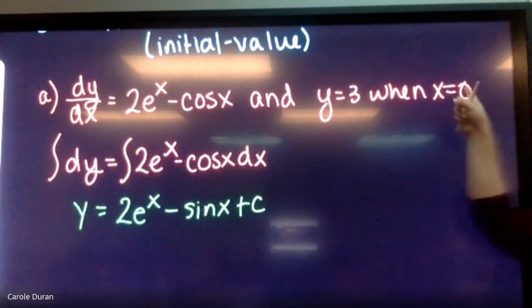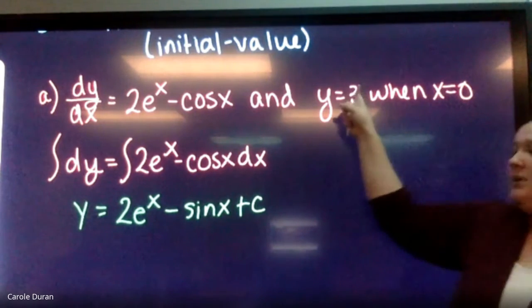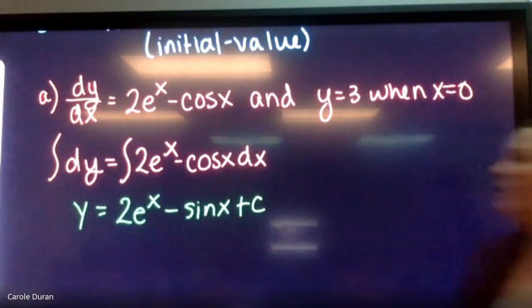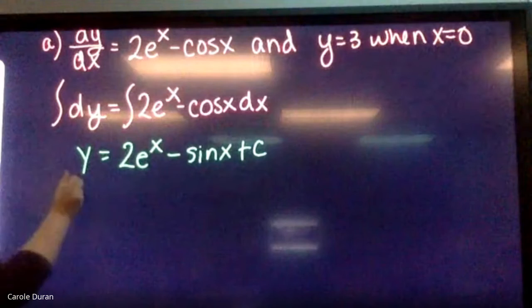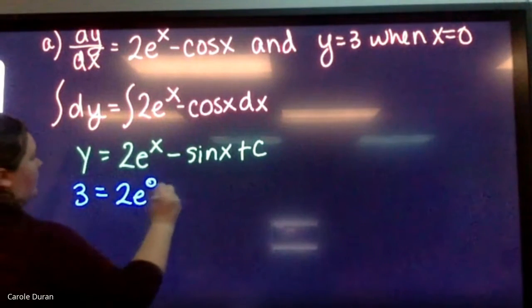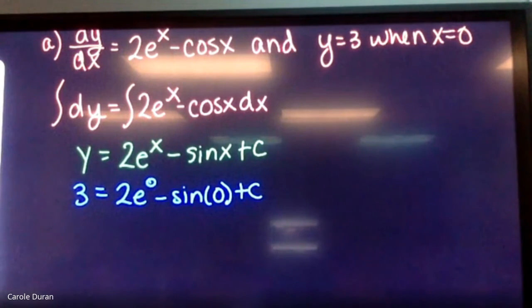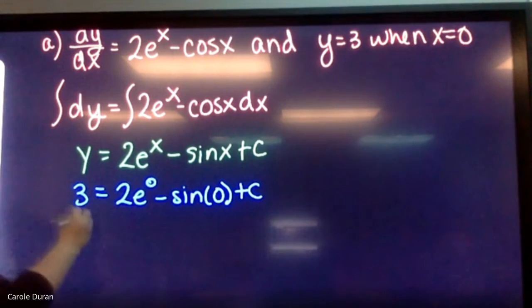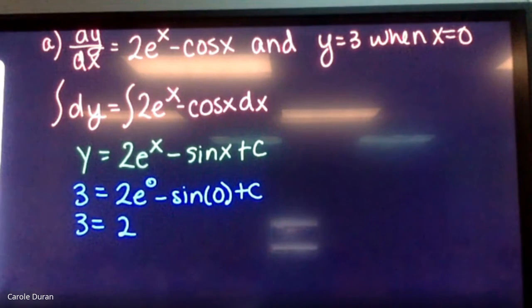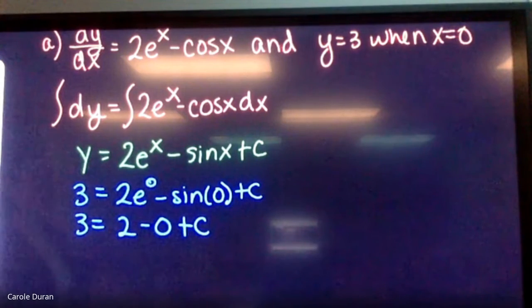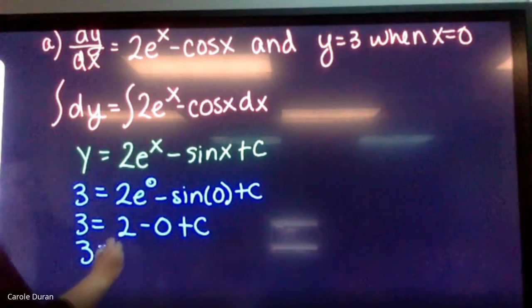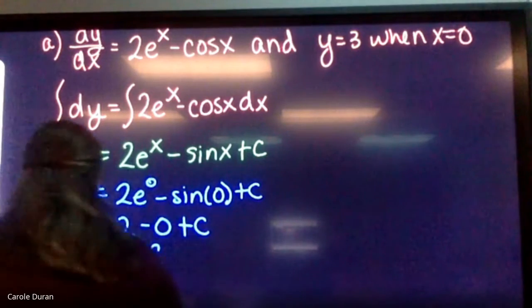Now all we have to do is plug in 0 for x and 3 for y and use that to solve for c. So then this becomes 3 equals 2e to the 0 minus sine of 0 plus c. e to the 0 is 1. 1 times 2 is 2. What's sine of 0? 0. Plus c, 2 minus 0 is 2. Subtract the 2 over, and I get 1 equals c.